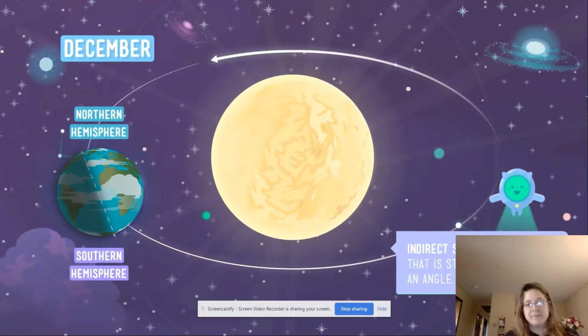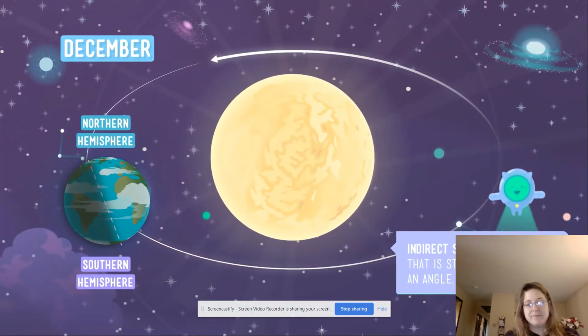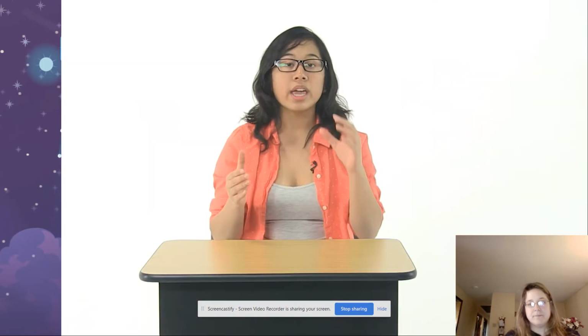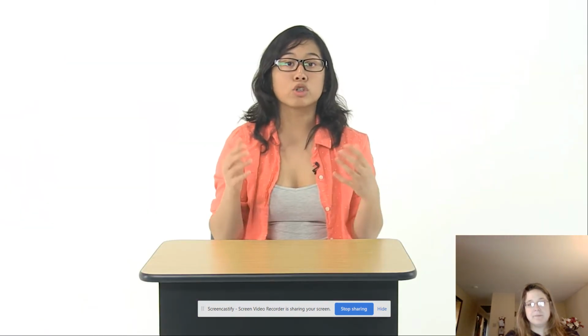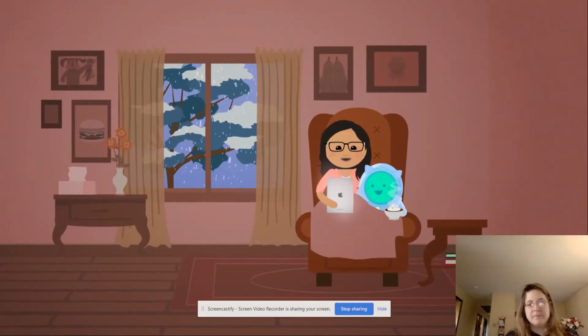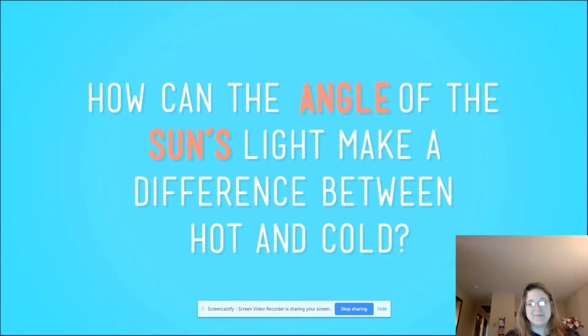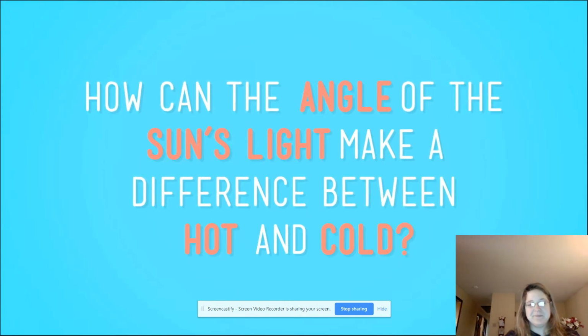In December, though, the northern hemisphere is tilted away from the sun. It's getting indirect sunlight, meaning light is hitting it at an angle. Indirect sunlight means cooler temperatures, shorter days, and, for lots of folks, hot cocoa and bundling up since it's winter. But how can the angle of the sun's light make a difference between hot and cold?